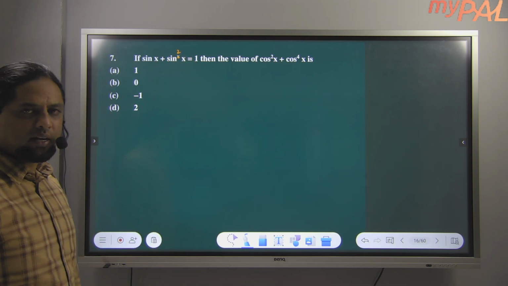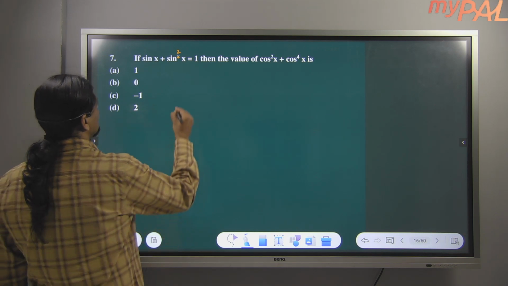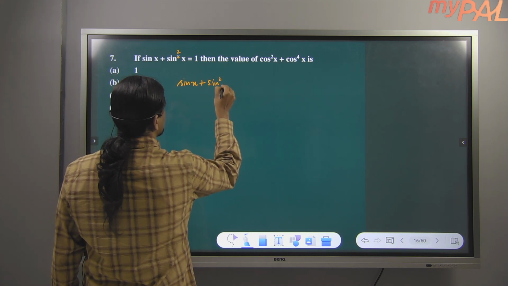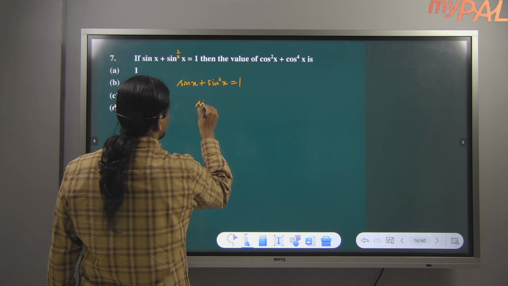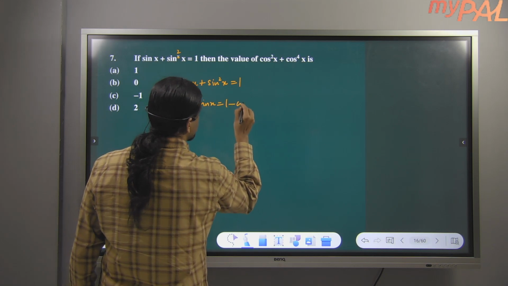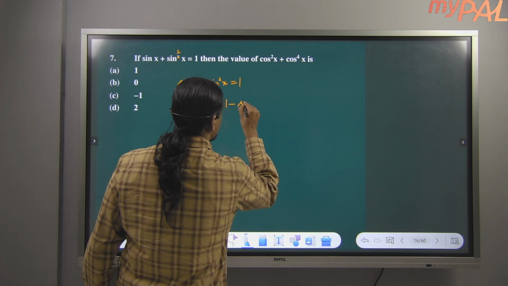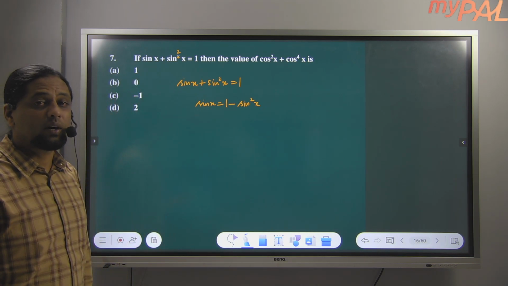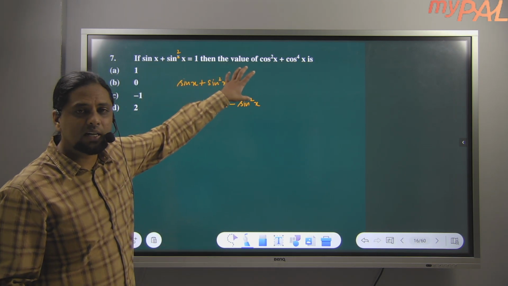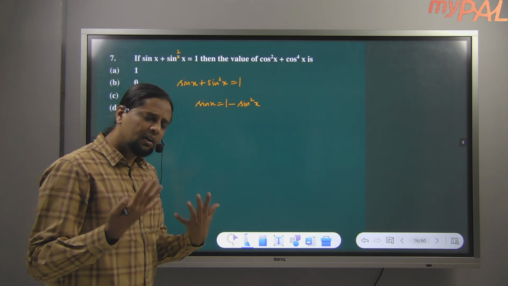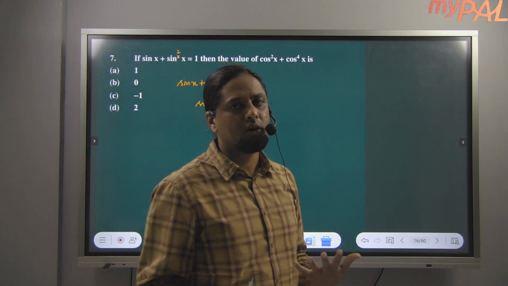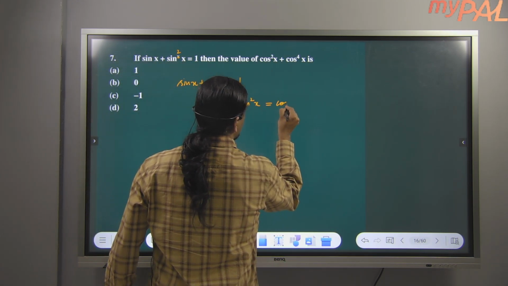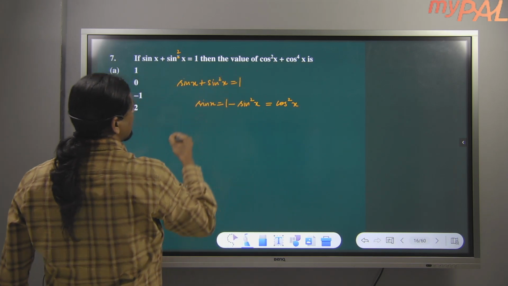Find the value of cos square x plus cos to the power of 4x. Now when sin x plus sin square x is equal to 1, can I write sin x to be equal to 1 minus sin square x? Yes. Always you have to look for where you can use the identities. We know that sin square plus cos square is 1. How can I use that identity? You have to see whether you will be able to use some identity or not. So here if I shift, 1 minus sin square becomes, which is nothing but cos square x. So in place of cos square x I can put sin x.